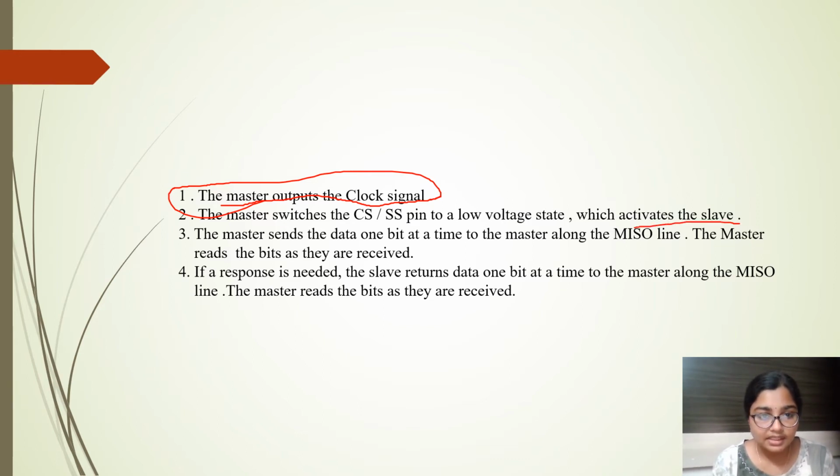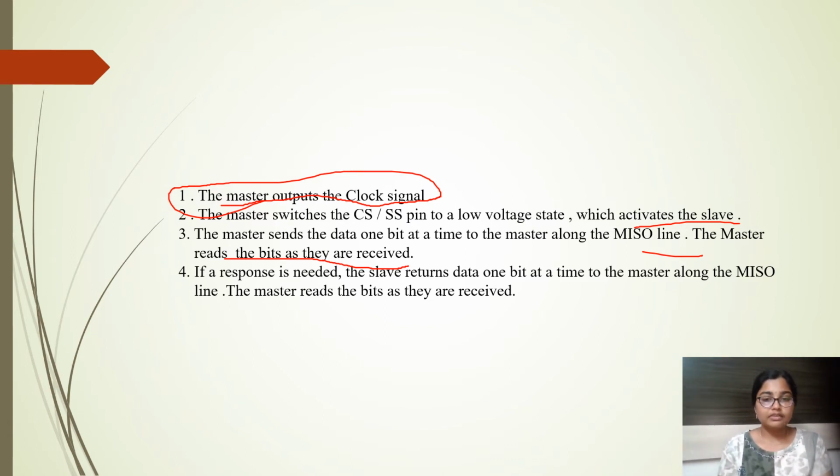The master sends the 1-bit data at a time to the slave along the master out slave in line. The master reads the bits as they are received. If a response is needed, the slave returns the data 1 bit at a time to the master along the master in slave out line. The master reads the bits as they are received.